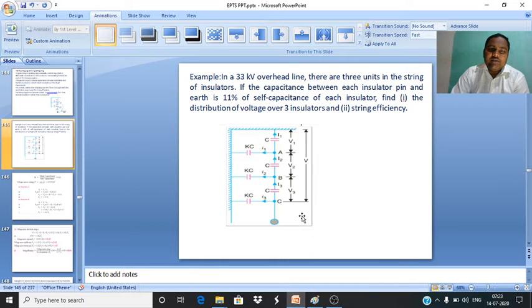In the previous session, we saw the methods of improving string efficiency. Now we solve some numerical problems related to string efficiency.